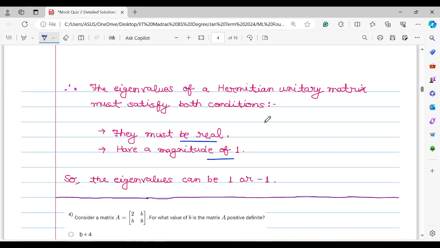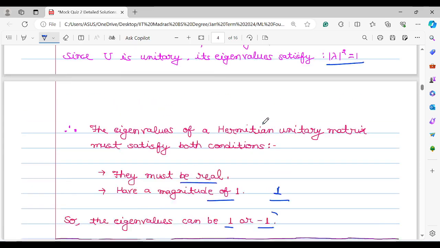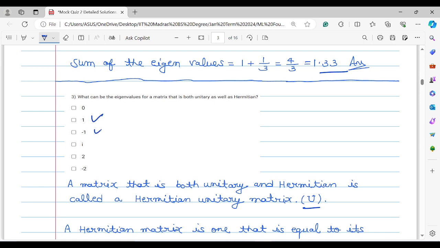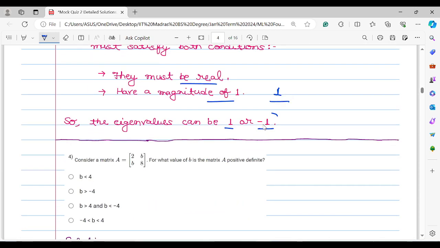So check for the options. The eigenvalues can be 1 or minus 1 because their magnitude is 1. So the options are 0, 1, minus 1. The correct options are B and C. So going to the next problem.